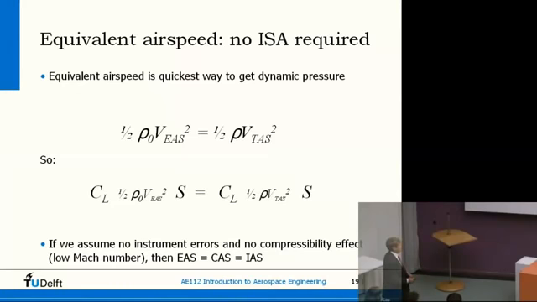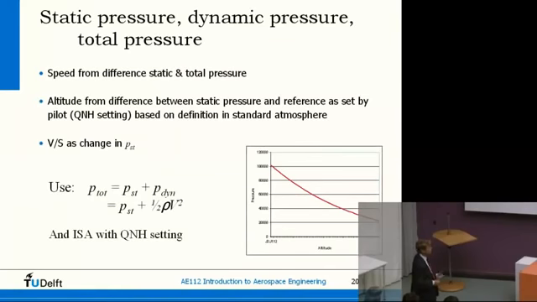Of course, the equivalent airspeed is not the same as the indicated airspeed. There is an instrument error, but there are also some aerodynamic effects, which means the compressibility of the air plays a role. So to get to the indicated airspeed, you normally have to go from equivalent to calibrated, and from calibrated to indicated. Here is the instrument error, here is the calibration. But for low Mach numbers and an ideal instrument, we assume they are the same.